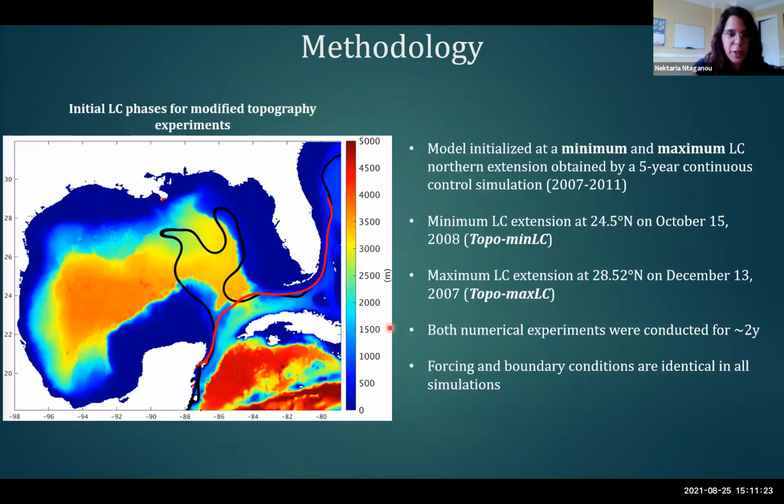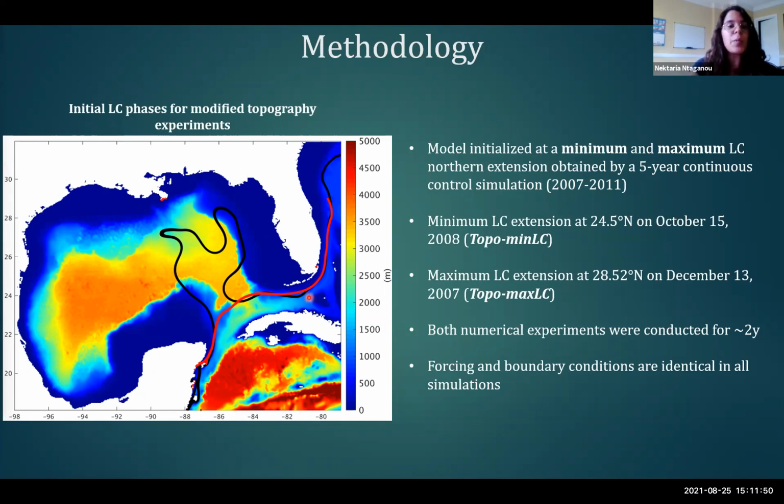For my control experiment, the one with the realistic topography, I ran a 5-year continuous simulation from 2007 to 2011 that was based on another simulation that was initialized in 2004. So from this 5-year simulation, I used the minimum and maximum loop current northern extensions to initialize the modified topography experiments.